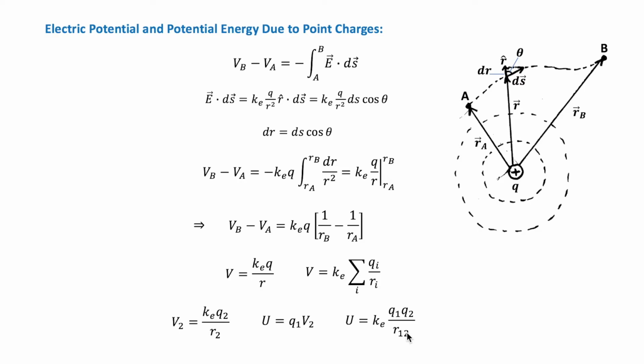So if Q1 and Q2 have the same sign, then U is positive, which means an external agent must do positive work to bring Q1 from infinity and place it at P without acceleration. Because the two charges will repel, right? So the external agent must do positive work to bring them close to each other. If Q1 and Q2 are of opposite sign, then U is negative, and negative work is done by an external agent to oppose the attractive force between them, okay?